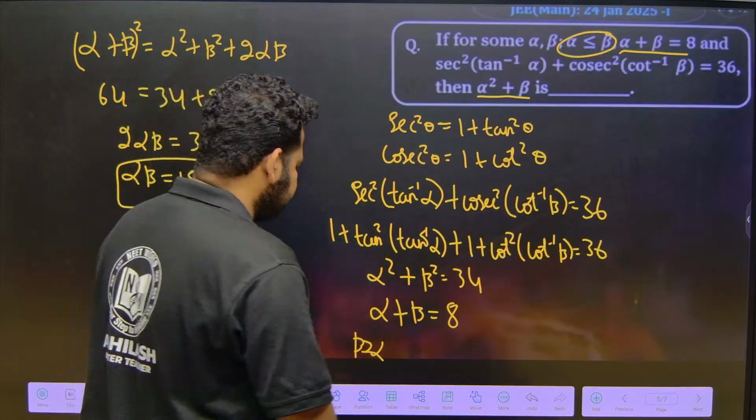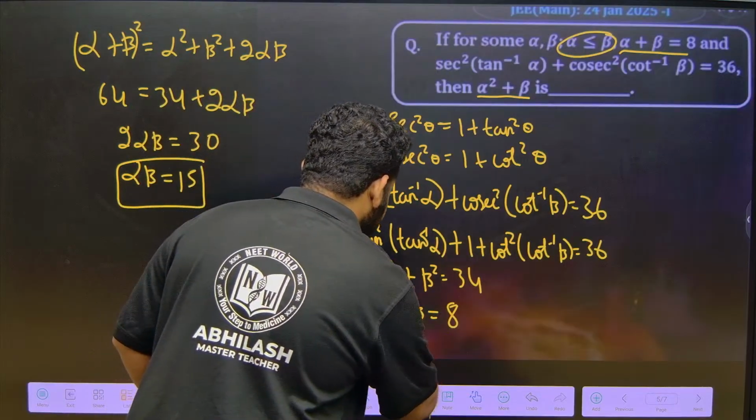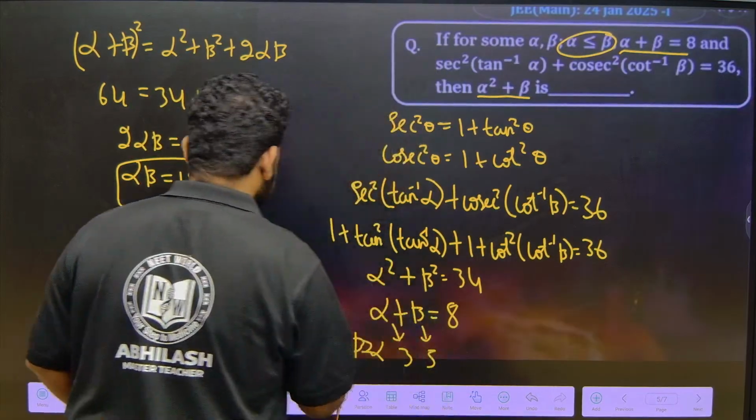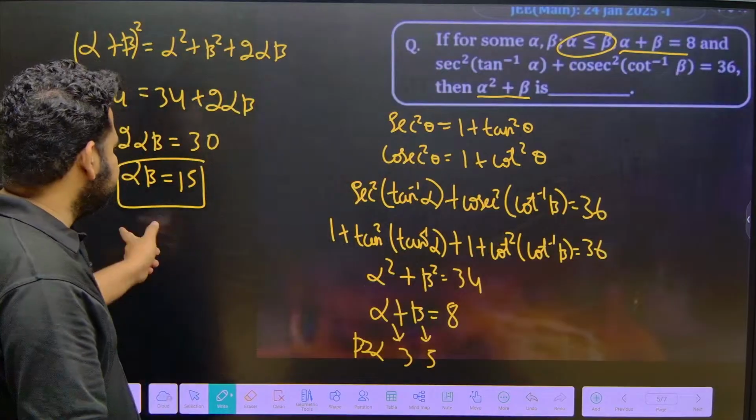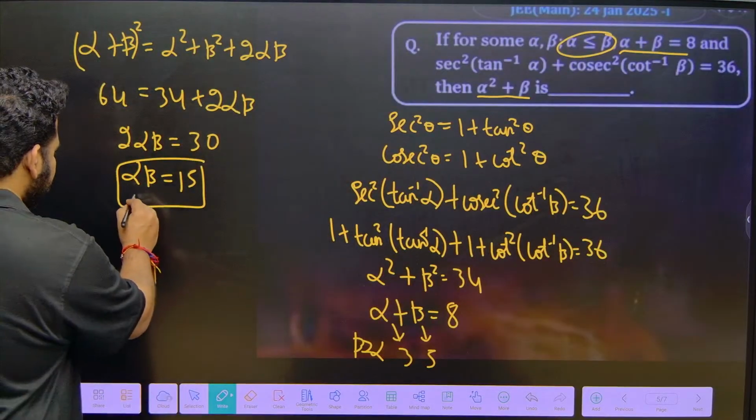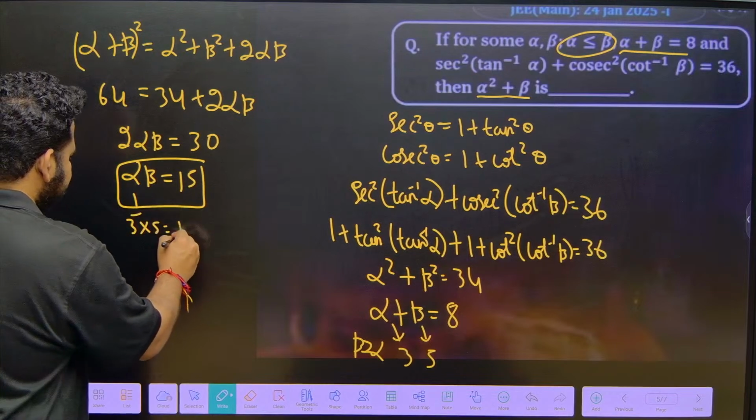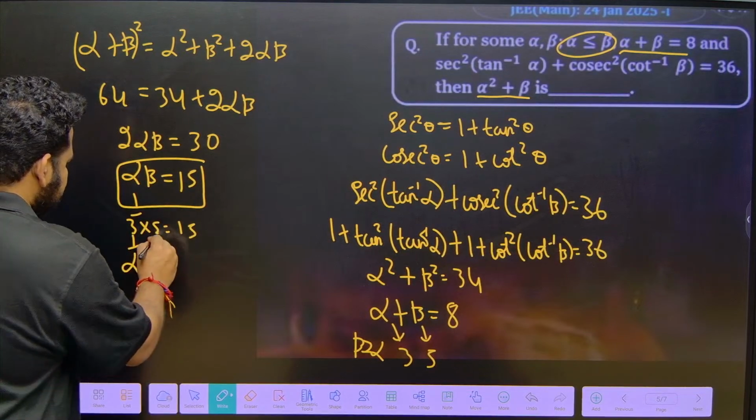So let me write this as: let me take alpha as 3. Beta will become 5. Then only I will get 5 3s are 15. So 3 into 5 becomes 15. So I got alpha is 3 and beta is 5.